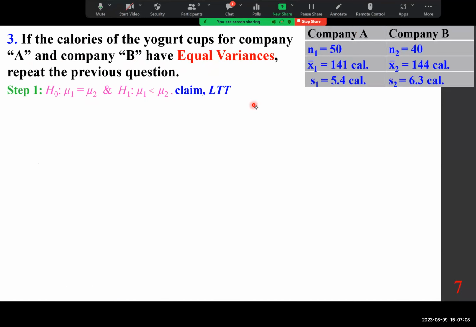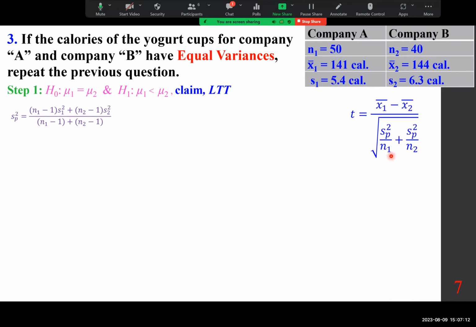But what is the second step? The test statistic has a different formula. Here's the test statistic: t is x1 bar minus x2 bar over the square root of S sub p squared over n1 plus S sub p squared over n2, which is the pooled variance. The pooled variance has this formula. It's a pretty complicated formula, but again, you have access to it.